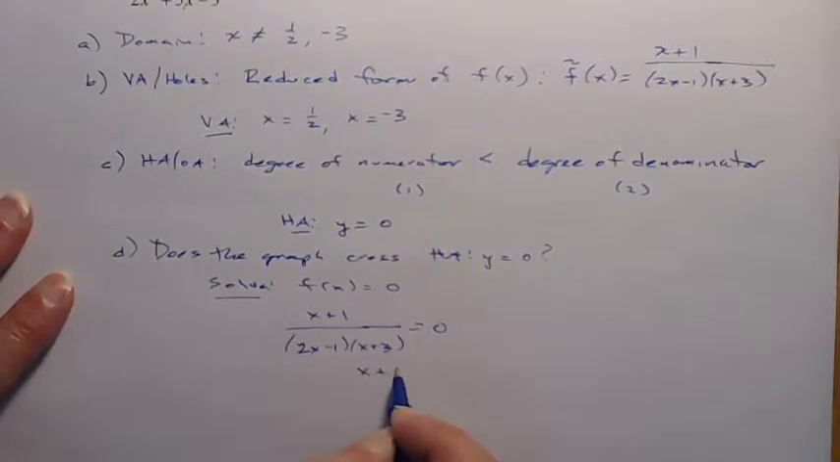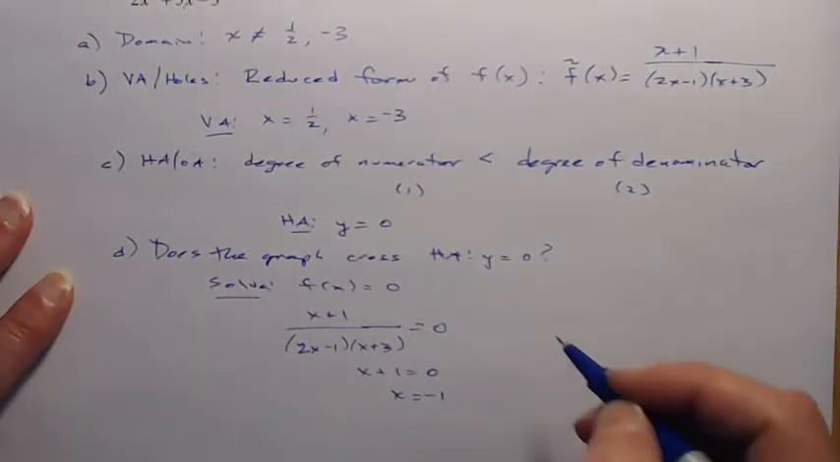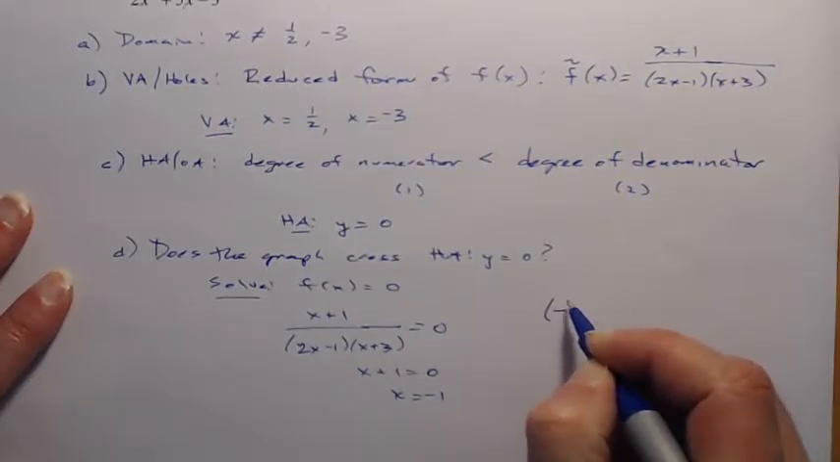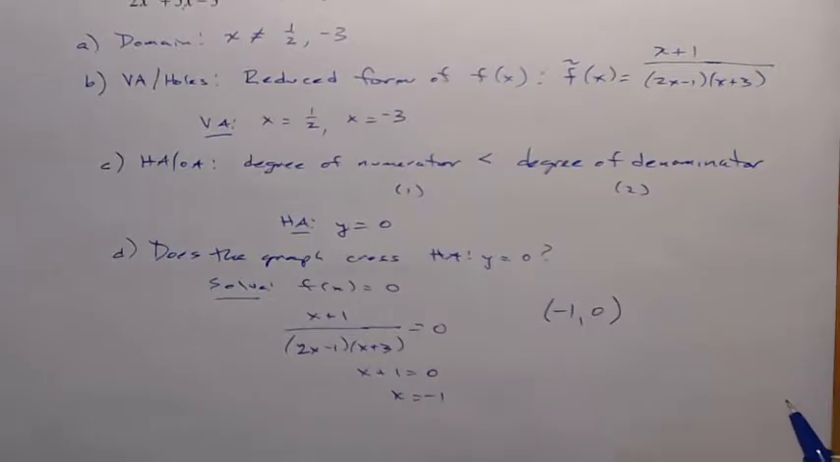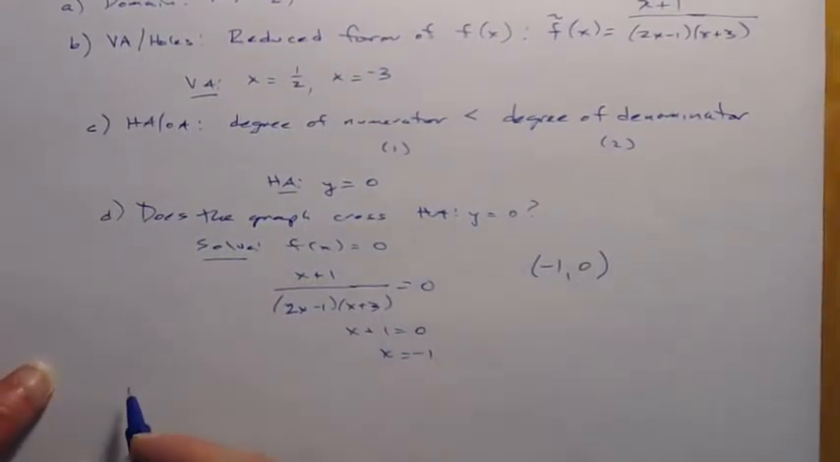A fraction is only 0 when the numerator is 0, and so x equals negative 1. So at this point, (-1, 0), remember your output is 0, that's where the graph crosses the horizontal asymptote. And then one more piece of information that gives us a few points.